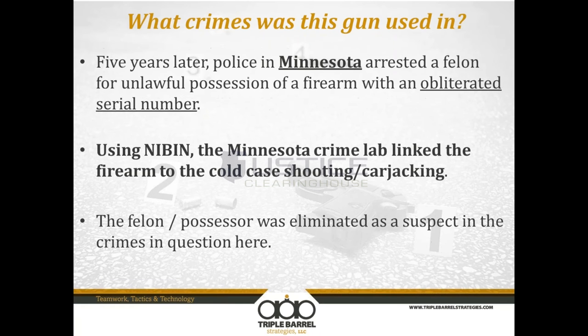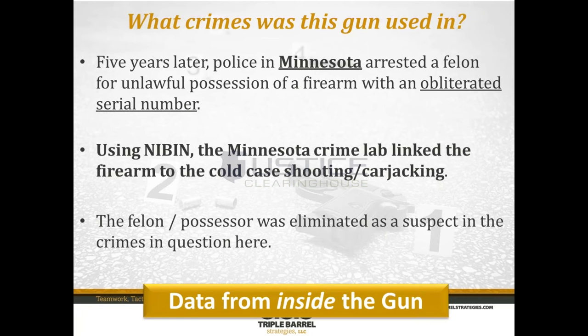Five years later, police in Minnesota arrested a felon for unlawful possession of a firearm. It had an obliterated serial number. But using NIBIN, the crime lab linked the firearm to that cold case shooting and carjacking I just mentioned. However, the felon that possessed that gun was quickly eliminated as the suspect. There was no way he could have done the carjacking and the shooting in question. Now, we just used the data from inside the gun to learn what crimes the gun's been involved in.